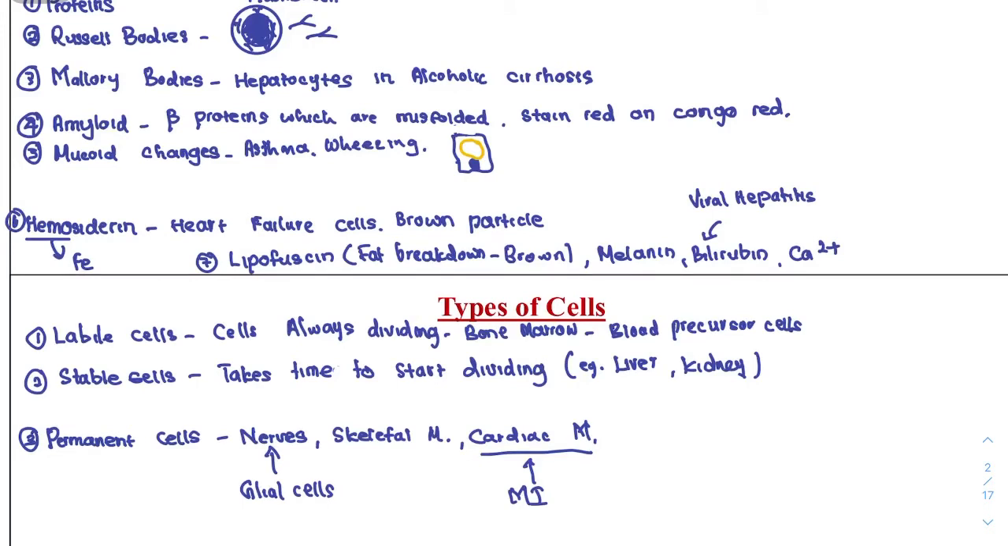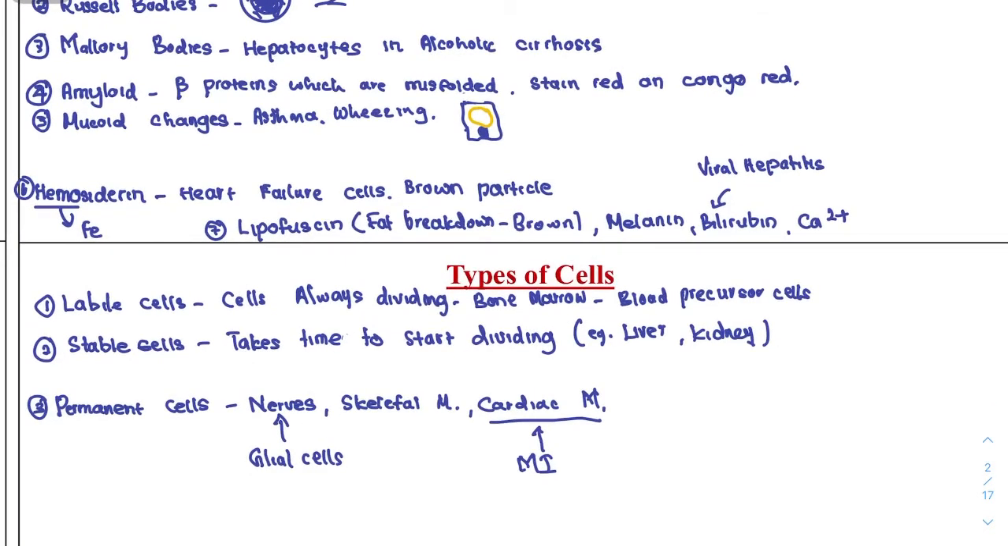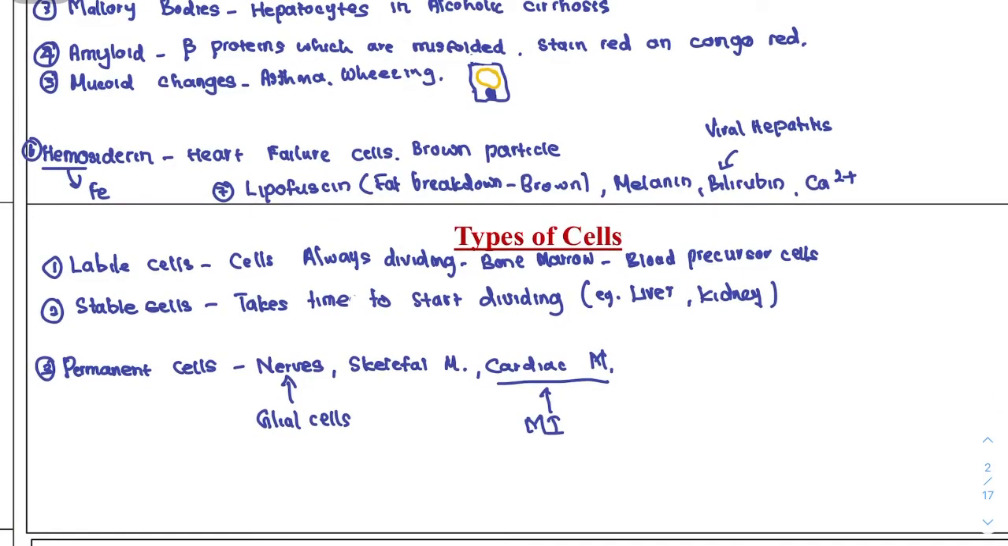Mucoid changes, production of mucus, where excess mucus is produced. You get it in asthma, wheezing, and hemosiderin. Hemo is iron. You get it. It's also called heart failure cells. These are brown particles, which again will be done in heart pathology.